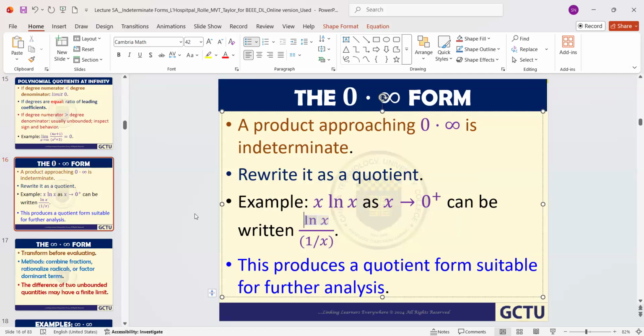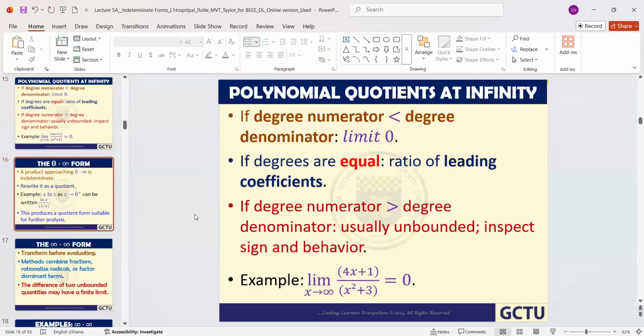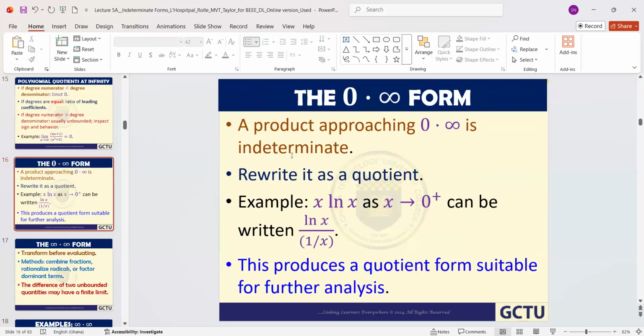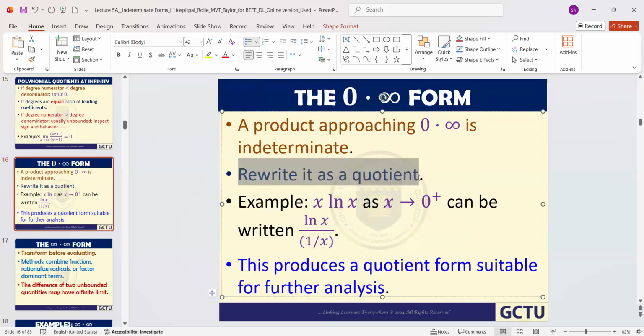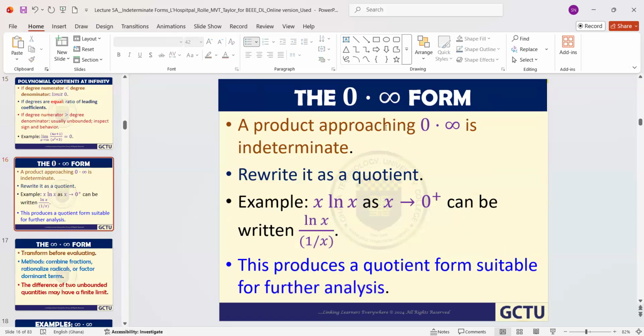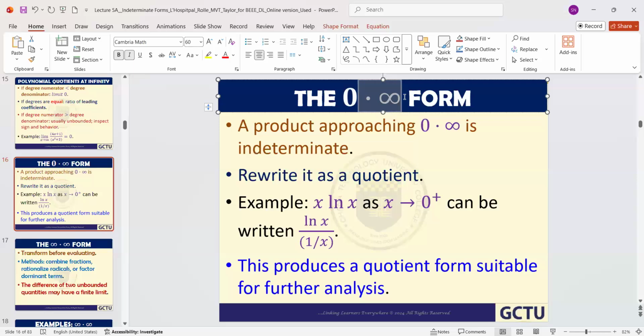That is a method. When we do that, we have to look at the technique. It says when we happen to have this approaching this, then rewrite it as a quotient, so rewrite it as a fraction. We have a product of a function, and I've written it as a fraction of a function. This produces a quotient form suitable for further analysis. So here, maybe we may have to take the differential of the functions or something to do this. That is for problems that look like this.